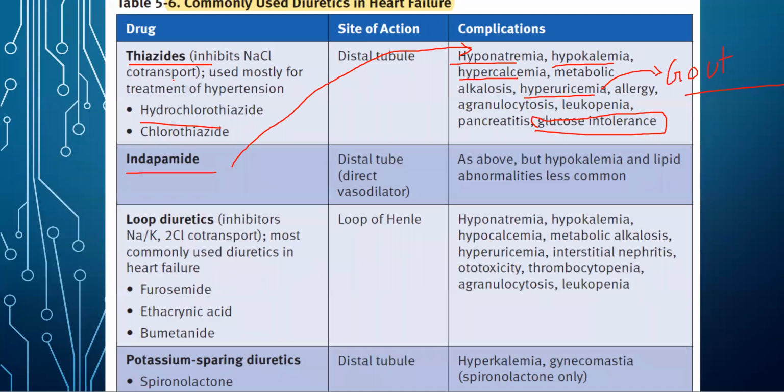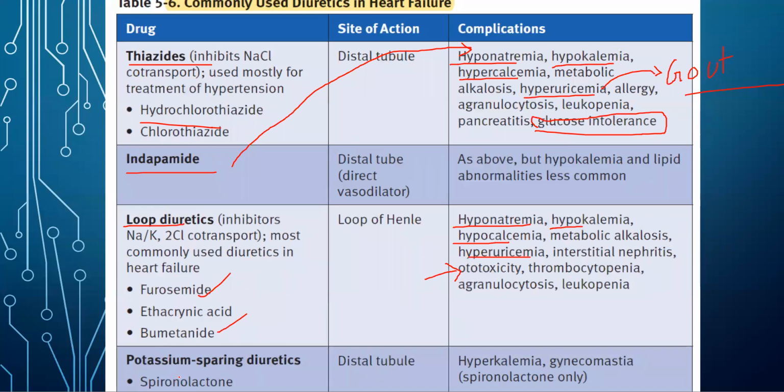Thiazides also cause hyperlipidemia or dyslipidemia. Loop diuretics, which are more used in heart failure patients, so furosemide, bumetanide. Loop diuretics also cause hyponatremia, hypokalemia, but they cause hypocalcemia, not hyper. They can cause hyperuricemia. Furosemide can cause ototoxicity, which is a very important side effect to know.